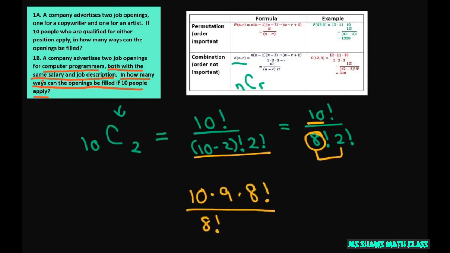Now 2 factorial is just 2, because that's just 2 times 1. So 8 factorial cancels. Always pick your biggest one. So that's going to be 90 divided by 2, which equals 45. And that's it.